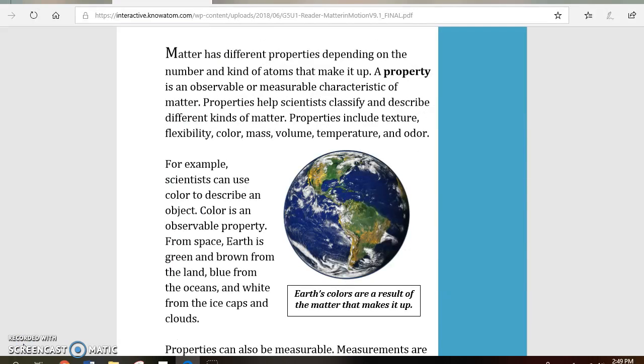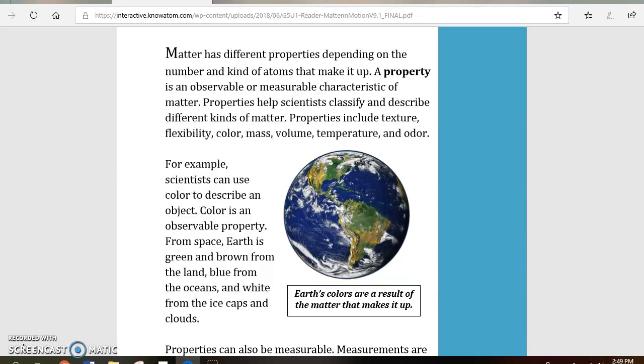Matter has different properties depending on the number and kind of atoms that make it up. A property is an observable or measurable characteristic of matter. Properties help scientists classify and describe different kinds of matter. Properties include texture, flexibility, color, mass, volume, temperature, and odor.